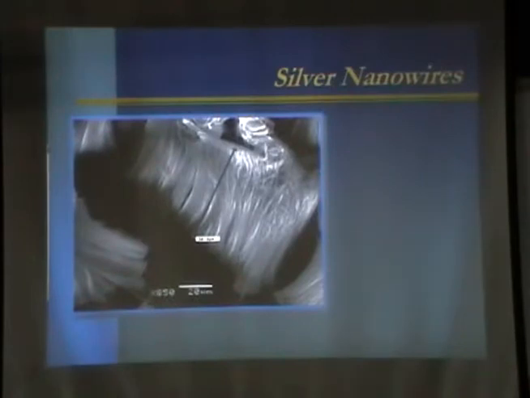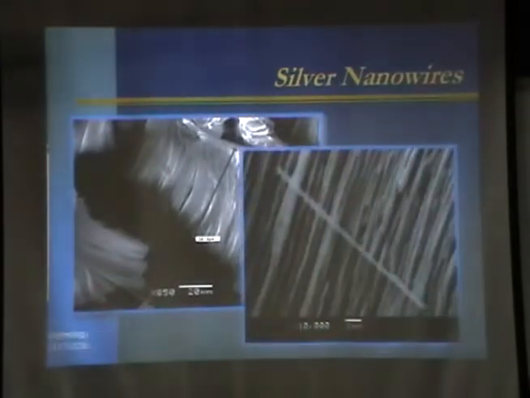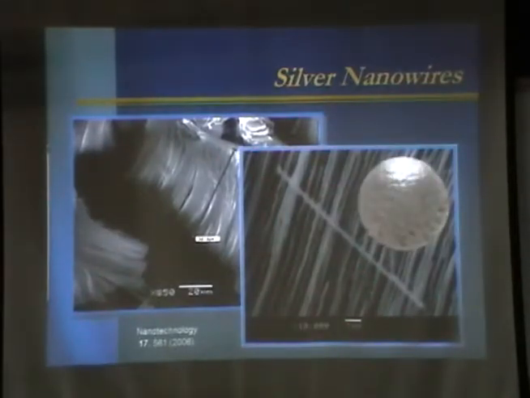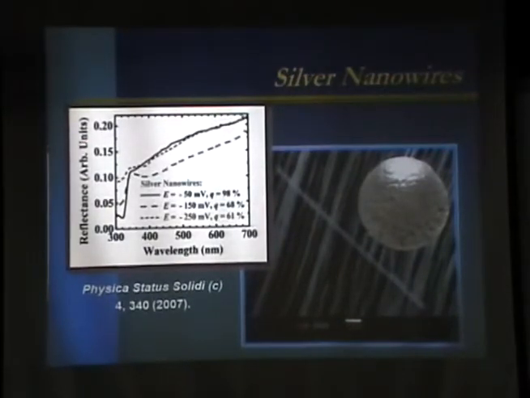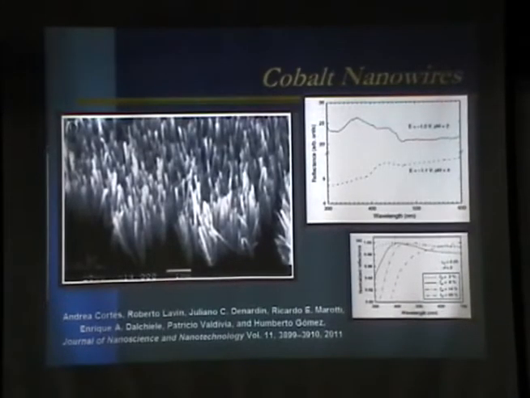Here are some other examples, silver nanowires in this case. Here are some images. The color of the silver nanowire sample is yellow, and the spectra show not only a small increase of the reflection into the infrared range that gives this typical spectrum, but also peaks which correspond to surface plasma resonance in the nanowires, right? Another example of this plasma resonance in metallic nanowires is this more recent result on cobalt nanowires, where we can see that the plasma resonance shifts depending on the cobalt quantity in the samples.